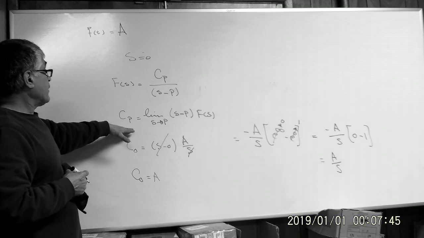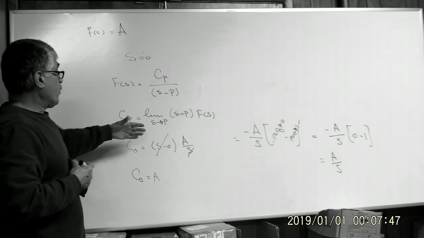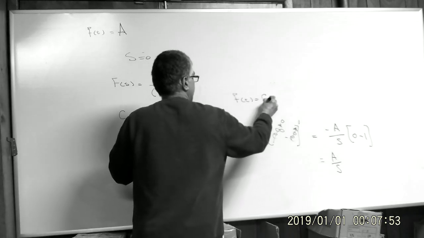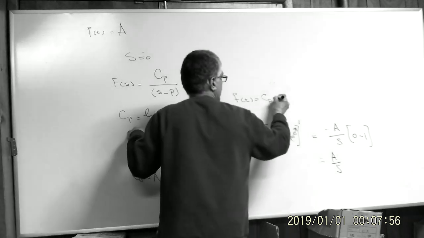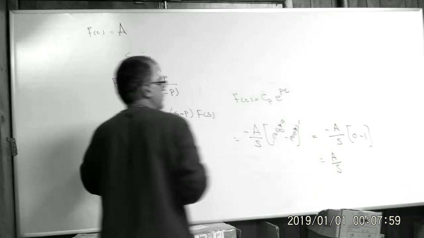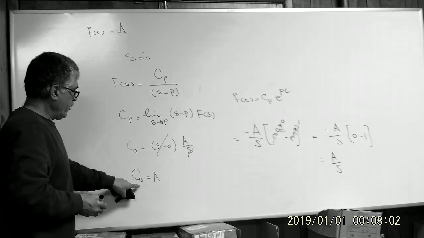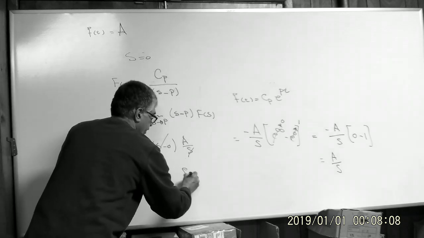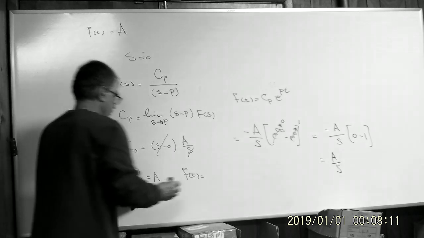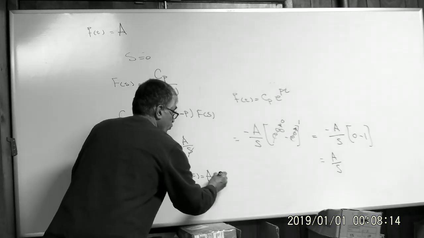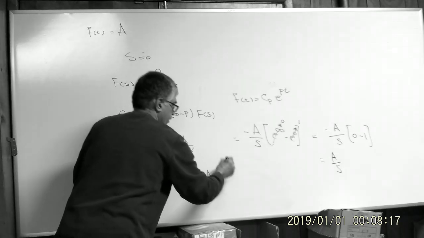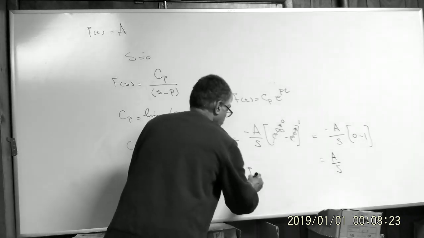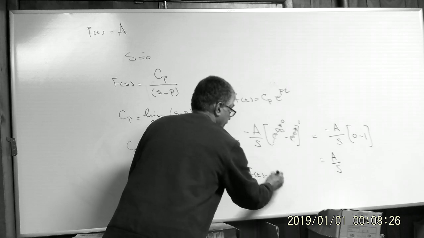Once we find that constant associated with our pole, then our original function will be equal to that constant multiplied by e to power our pole t. So here our constant is a and our pole is 0. So our f of t will be equal to a e to power 0t. So e to power 0 we know is equal to 1. So our function will be equal to a.